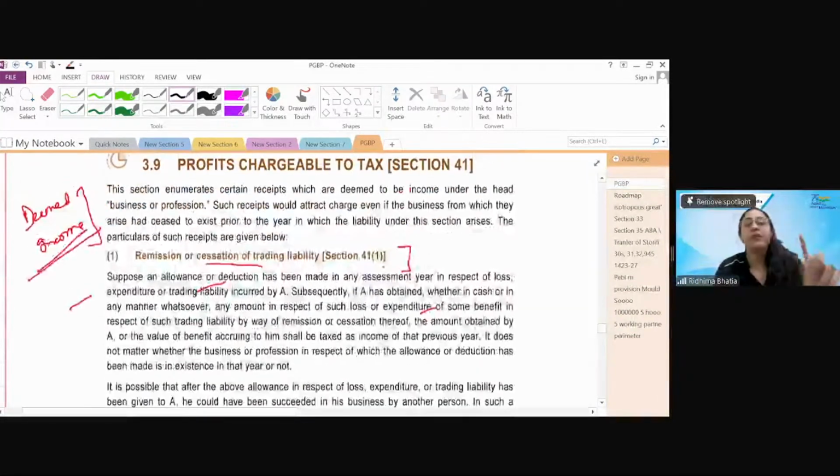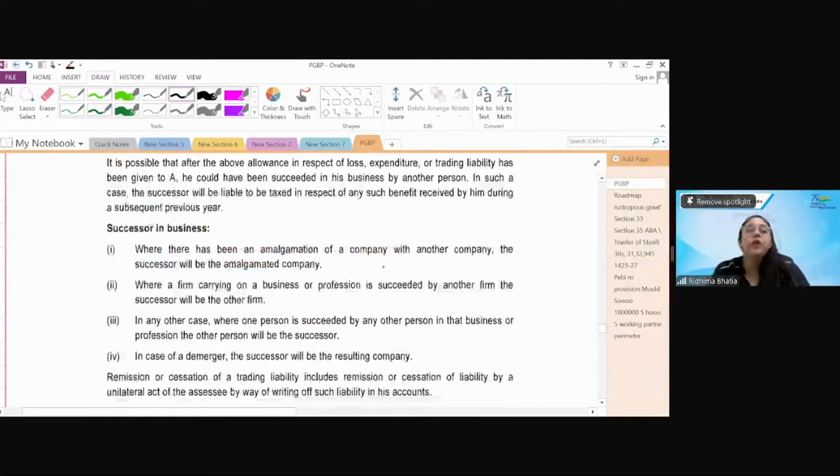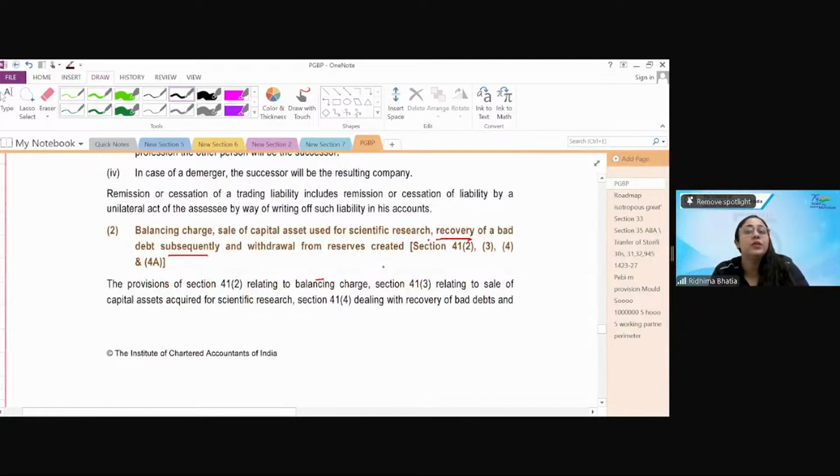So repeat after me. In 41.1 there is cessation of liability. In 41.2 there is balancing charge. In 41.3 sale of scientific research capital assets. In 41.4 bad debt recovery, and 41.4A now withdrawal from reserves created. Which reserves created? The ones allowed under section 36 subsection 1 clause 7, only to banking finance companies and all, where if they transfer up to 20% to special reserve they get a deduction. Remember, that transfer is allowed as deduction. So if the withdrawal is happening, that would be treated as income.